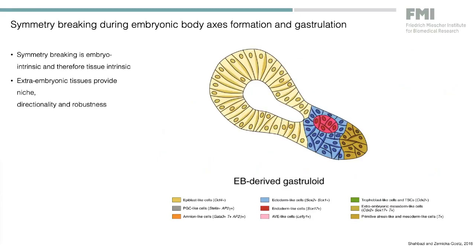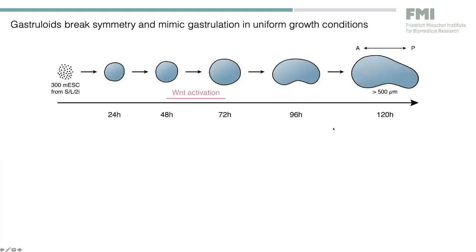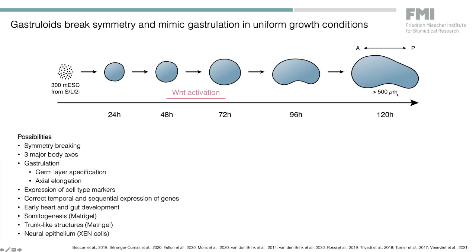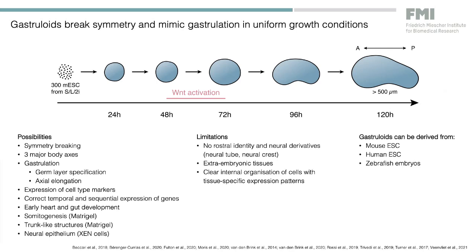We have been using one system that was developed in Alfonso Martinez Arias' lab, and this is an EB-derived gastruloid that then has the 3 germ layers. So just to give you an idea of how the system works, these are 300 mouse ES cells that then grow up to 5 to 6 days. Here, they are more than 500 micrometers. They have symmetry breaking, and this happens also with a step of Wnt activation between 48 and 72 hours. There is the formation of the 3 major axes, there's gastrulation, and the expression of many cell types. There are clearly some limitations, but this can be done with mouse, human, and zebrafish embryos.